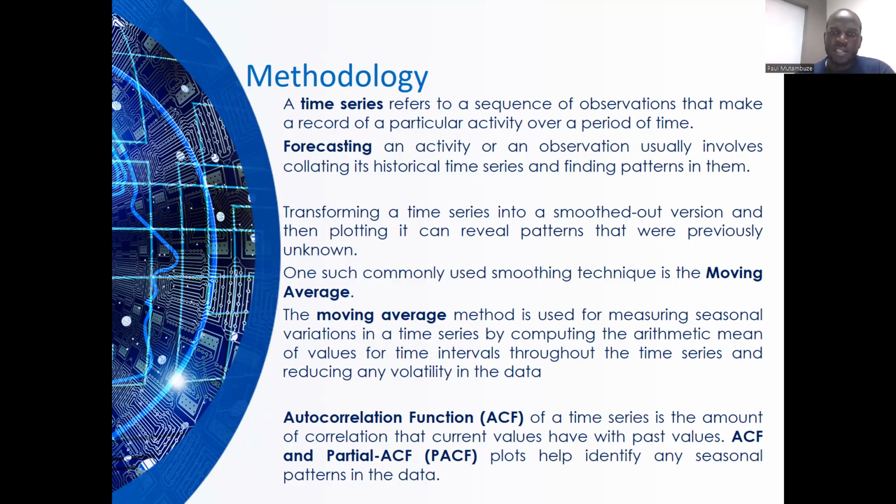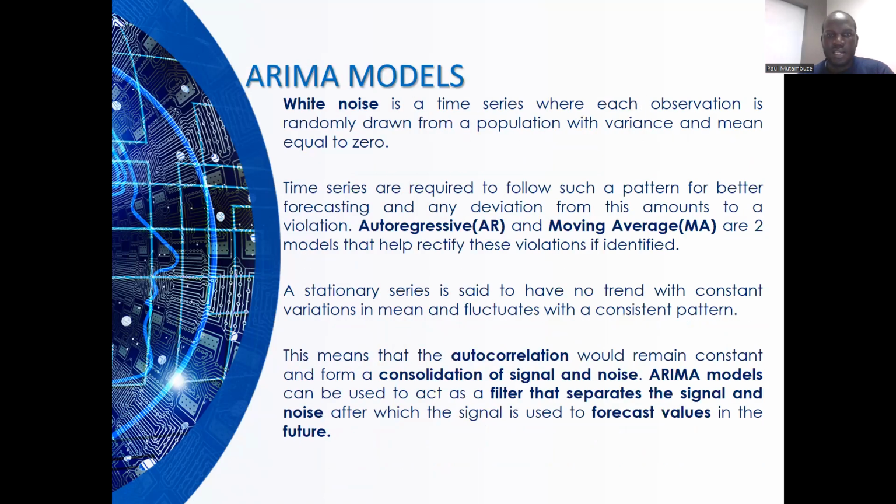The autocorrelation function, that is ACF, over a time series is the amount of correlation that current values have with the past values. The ACF and the partial ACF plots help identify any seasonal patterns in the data. ARIMA models: white noise is a time series where each observation is randomly drawn from a population with a variance and a mean equal to 0.